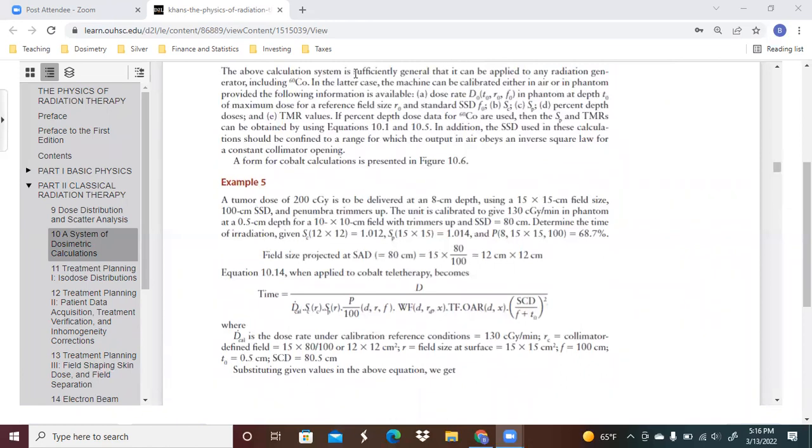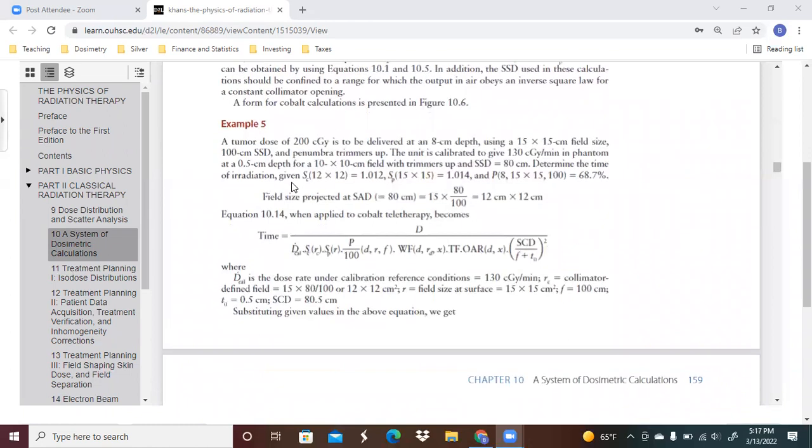The above calculations, in other words, examples 1 through 4 that we've worked, are sufficiently general that they can be applied to any radiation generator, including cobalt-60. In the latter case, the machine can be calibrated either in air or in a phantom, provided the following information is available. If the percent depth dose data for cobalt-60 are used, then the SOP and the TMR can be obtained by using equations 10.1 and 10.5, so on and so forth. So let's just go through an example here and see what we got.